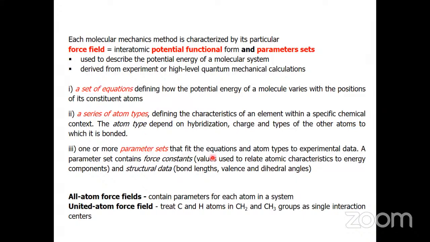Another is the parameter set that fits the equations and atom types to experimental data. The parameter set contains force constants. As you all know, a carbon-carbon single bond, double bond, and triple bond definitely would have different force constants, and structural data, that is bond length, valence, and dihedral angle. All-atom force fields are there, and united-atom force fields also exist. The all-atom force field contains parameters for each atom in the system, while the united-atom force field computational technique treats carbon and hydrogen atoms, for example the CH2 and CH3 groups in a molecular system, as a single interaction center.